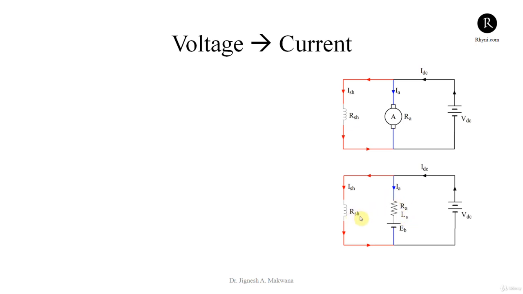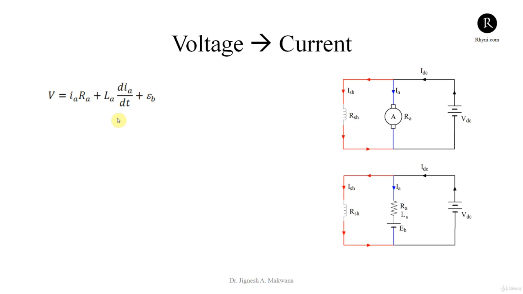There is also the resistance of the shunt field winding. Constant current is flowing, but we are currently not interested in the starting current of the shunt field winding. It will remain constant after the switching. So let's write the Kirchhoff voltage law equation, KVL.